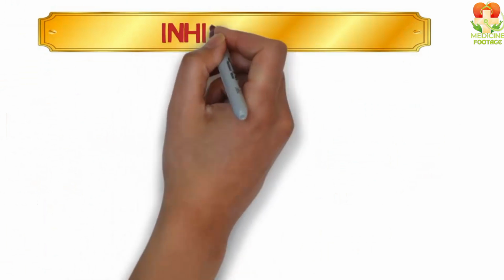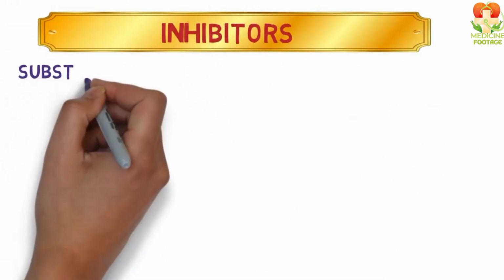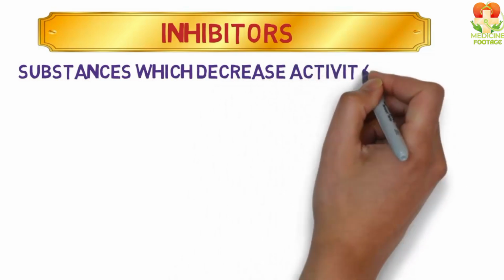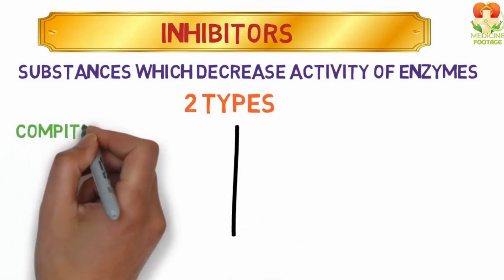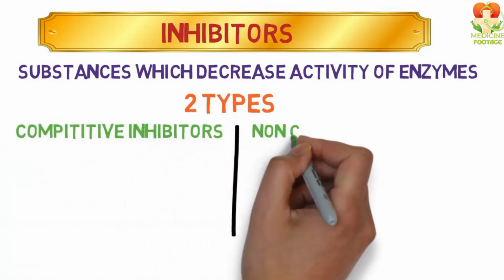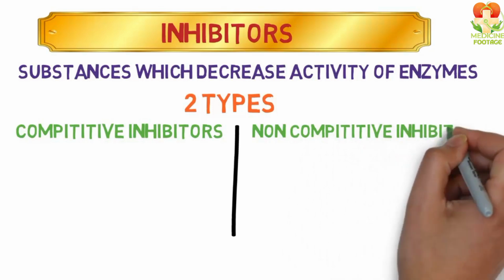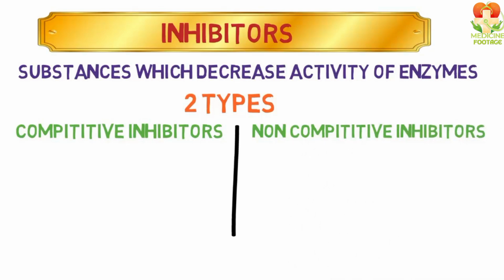Finally, let's discuss inhibitors. Inhibitors are substances that decrease enzyme activity. There are two types of inhibitors. One is competitive inhibitors, and the other is non-competitive inhibitors. I will be telling you both types.